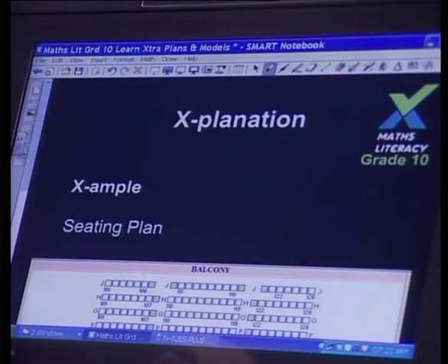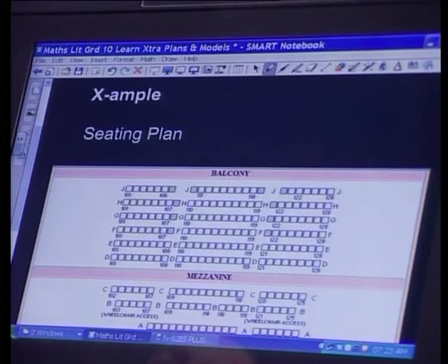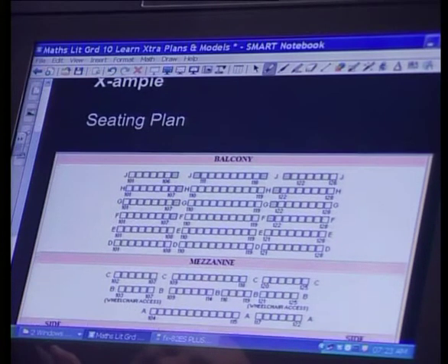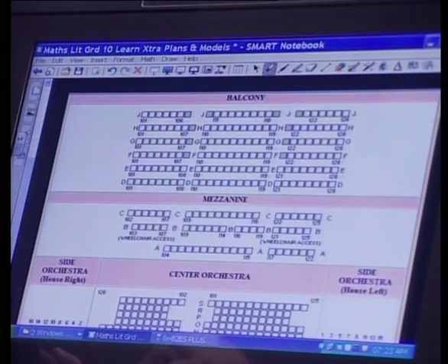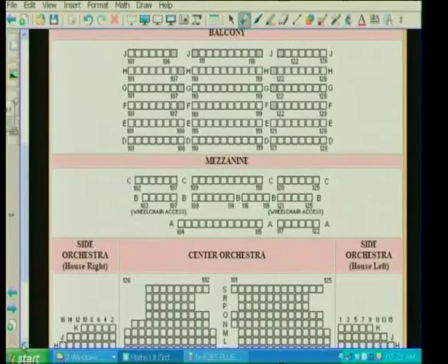Now, here's a nice little example, and we're going to take a look. This is an example of a seating plan. Let's get it onto the screen here. And this is a theatre. As you can see here, we have a couple of labels. I'm going to just explain them quickly to you.